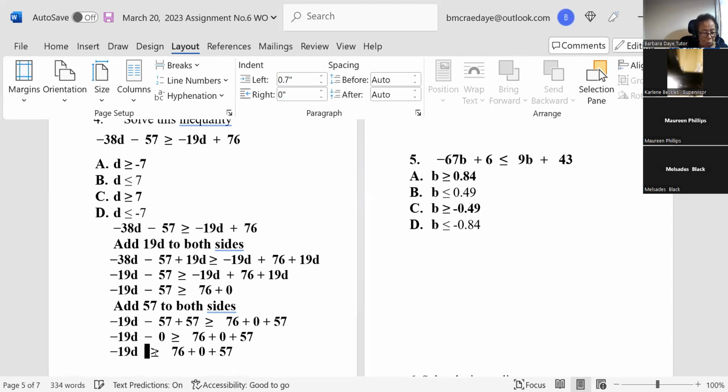Now, what's 76 plus 57, Mercedes? 76 plus 57 is equal to 133. That's right, 133. There we go. So we're getting closer to our answer. Now, what do we do next, Maureen? We've got minus 19D greater than or equal to 133. What do we do next?